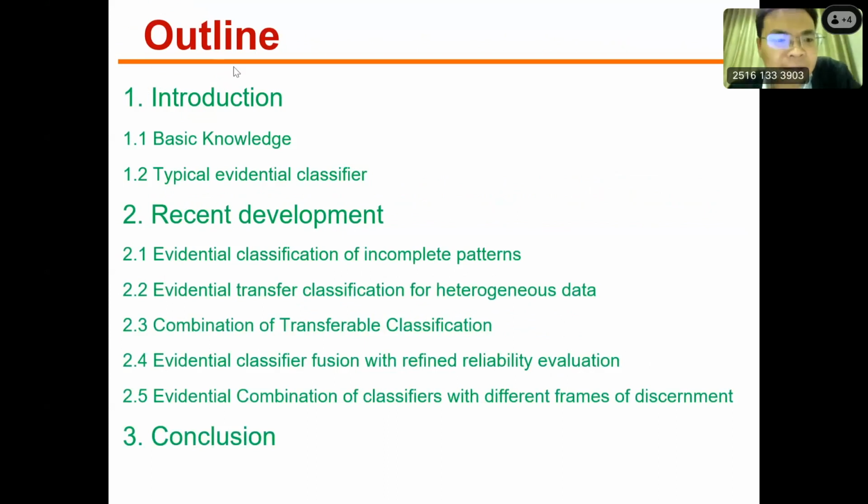This is the outline. I will introduce some basic knowledge and some typical evidential classifications at first. Then I will talk about some recent development in evidential classification and briefly introduce some of our work on that.